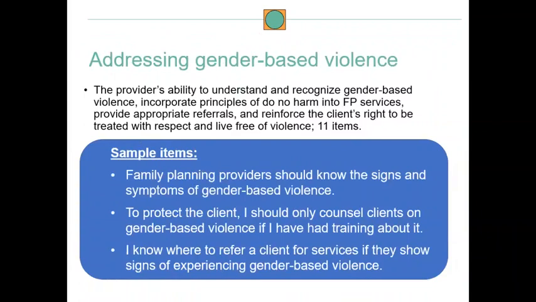In addressing gender-based violence, a really major emphasis here was on do no harm, and that you could have competency in being able to provide gender-related services without necessarily being trained in gender-based violence, which is another, deeper skill set that a provider should have. And so it's more on being able to recognize when there's an issue and to know how to refer on, and to recognize your limitations as a provider if you don't have training in this area, so that you do no harm when serving your clients. And so one example item would be: to protect the client, I should only counsel clients on gender-based violence if I have had training about it.